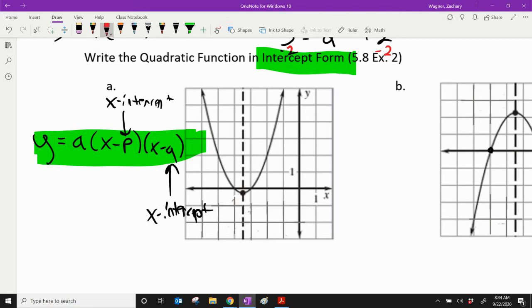So looking at my graph, I can identify the x-intercepts. One of those is right here. One of those is right here. You want to use those to plug into my intercept form. 1, 2, 3. This one's negative 3, comma 0. This one's negative 4, comma 0. We plug those in.